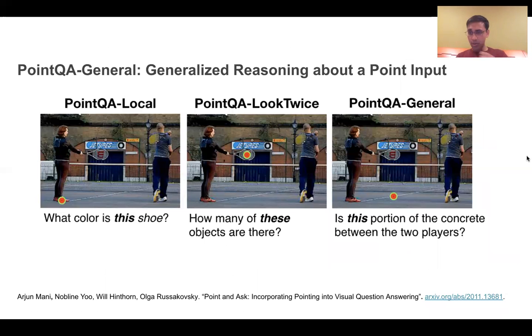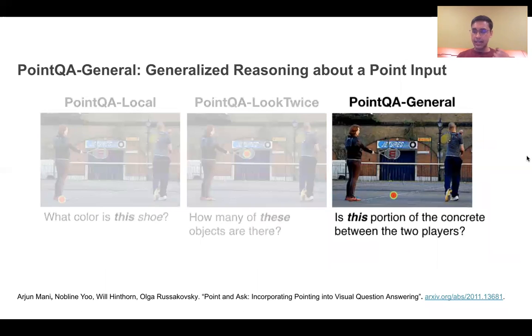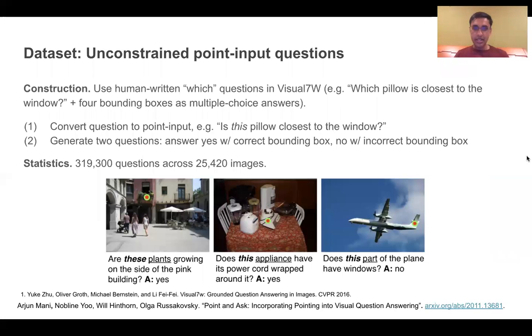So now we'll focus on the PointQA-General setting. And the idea here is that this is unconstrained, human-written questions where the model must reason about image, question, and point input in full generality. So to introduce our data set, we construct our data set using human-written which questions in Visual 7W, which involve bounding boxes as candidate answers.